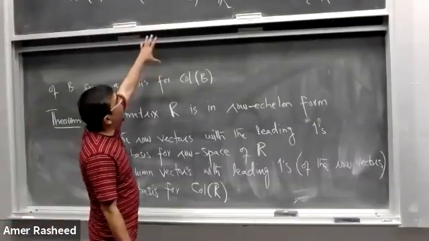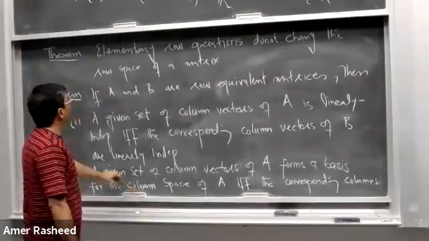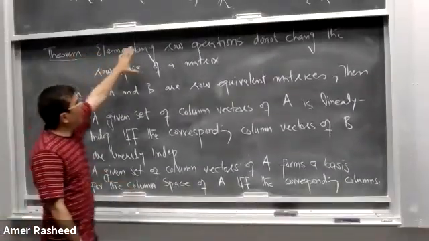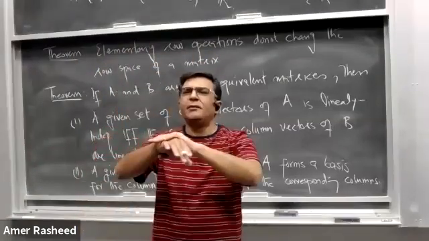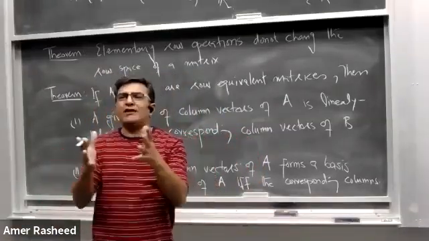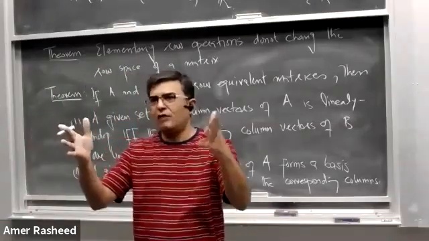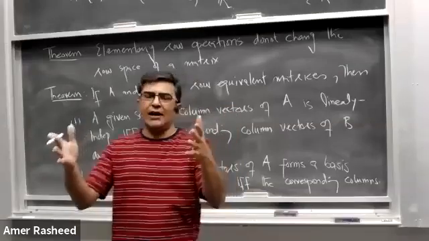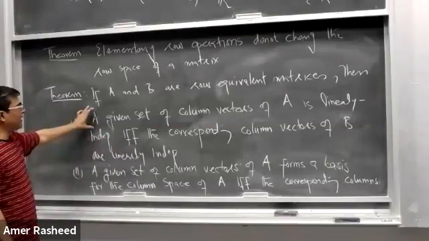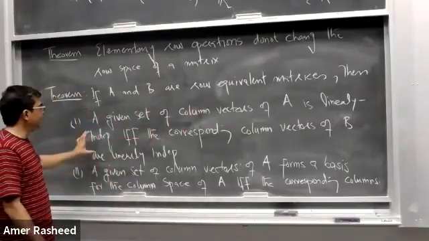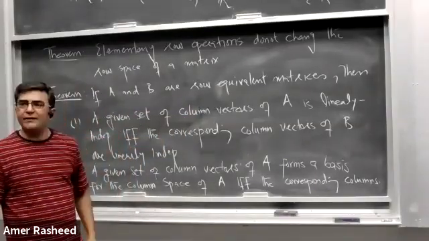Now, in the previous results, we can say that every elementary row operation does not change the row space of a matrix. It means if we have two matrices A and B, where B is the reduced echelon form matrix of A after applying a series of elementary row operations, so A and B are row equivalent matrices, then a given set of column vectors of A is linearly independent if and only if the corresponding column vectors of B are linearly independent.